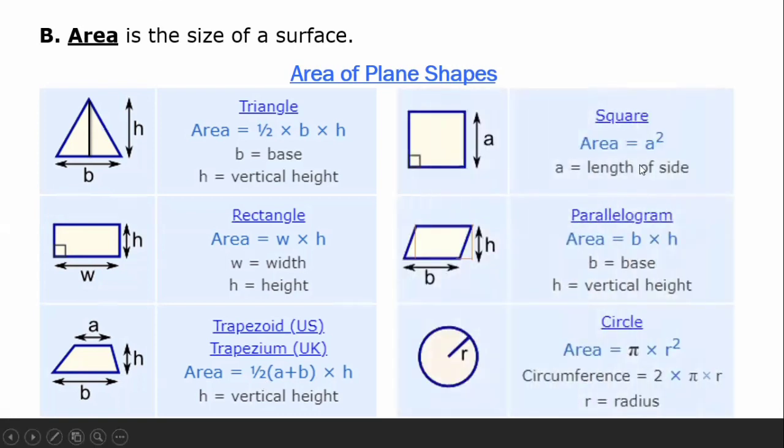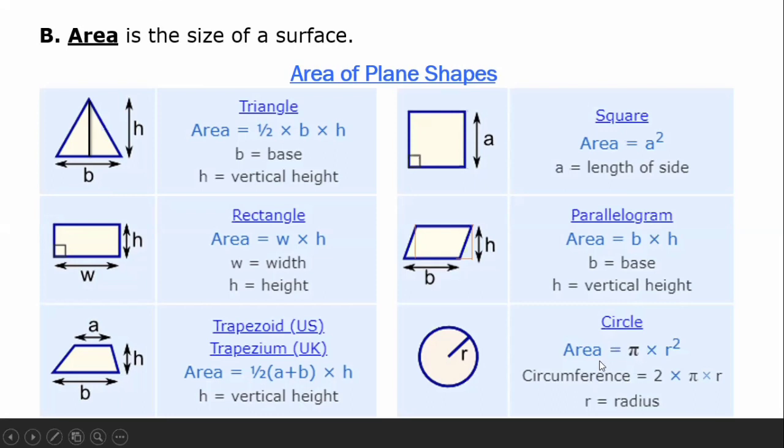Another, square. The area of a square is just the square of the side. So I have here A squared. Another, for parallelogram, very easy. All you have to do is to multiply the two. We have here the base multiplied by height. That is already our area of a parallelogram.